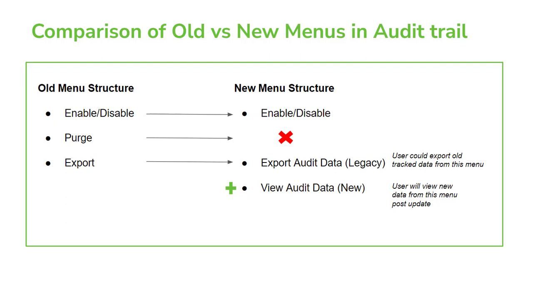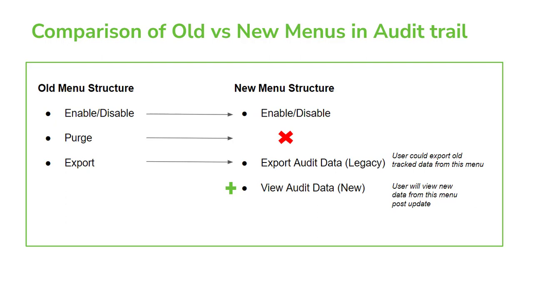Now talking about the Purge option. Previously, while audit tracking for a module was disabled by the user, the tracked data for it used to get deleted as well. Also, users had this option to purge or delete the tracked data as per their choice. Following this update, auto or manual purge or deletion of tracked data won't be there. Hence, the option to purge won't be available in the new menu. This enhancement will help the users to solve the problem of incomplete tracking of audit trail data.